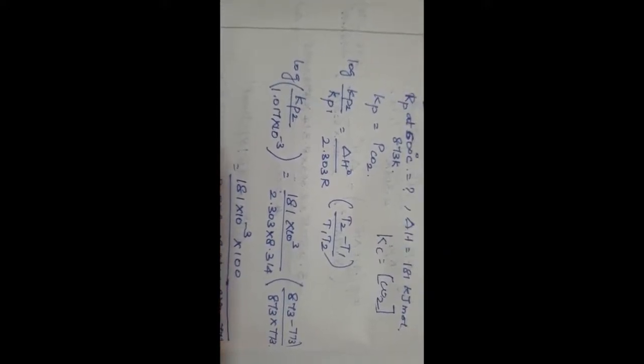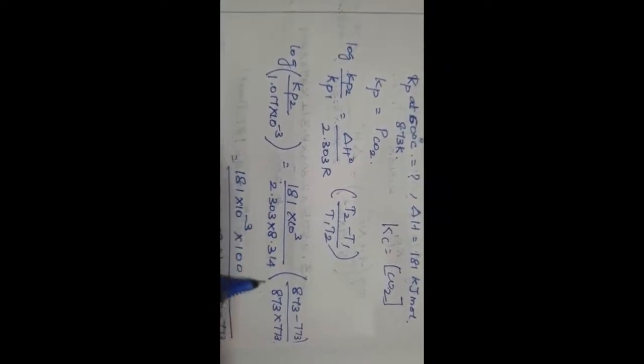Then take the Van 't Hoff equation: log of Kp2 divided by Kp1 is equal to delta H0 divided by 2.303 R into T2 minus T1 divided by T1 T2. Kp2 you have to calculate, so we substitute all the values: Kp1 value, delta H is also given, then 2.303 into R, 8.314. Temperature is also substituted, so you get 181 into 10 power 3 into 100 divided by 2.303 into 8.314 into 873 into 773.